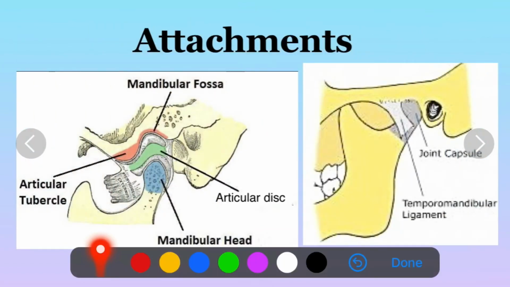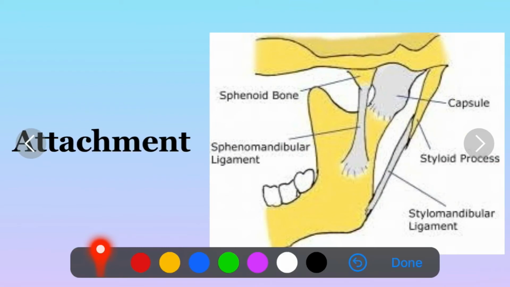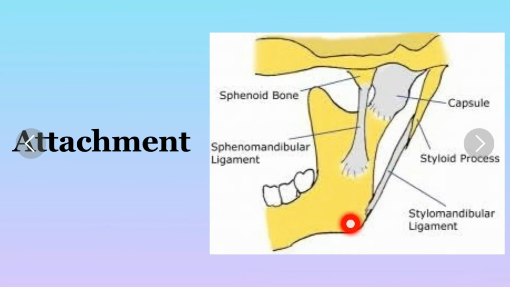Now let's discuss the attachments of these ligaments. The articular capsule or the fibrous capsule extends from the articular tubercle and mandibular fossa above and below to the head of the mandible. The temporomandibular ligament attaches to the articular tubercle above and below to the posterolateral aspect of the head of the mandible. The sphenomandibular ligament attaches to the spine of the sphenoid above and below to the lingula of the mandibular foramen. The stylomandibular ligament extends from the styloid process to the angle and posterior border of the angle of the mandible.